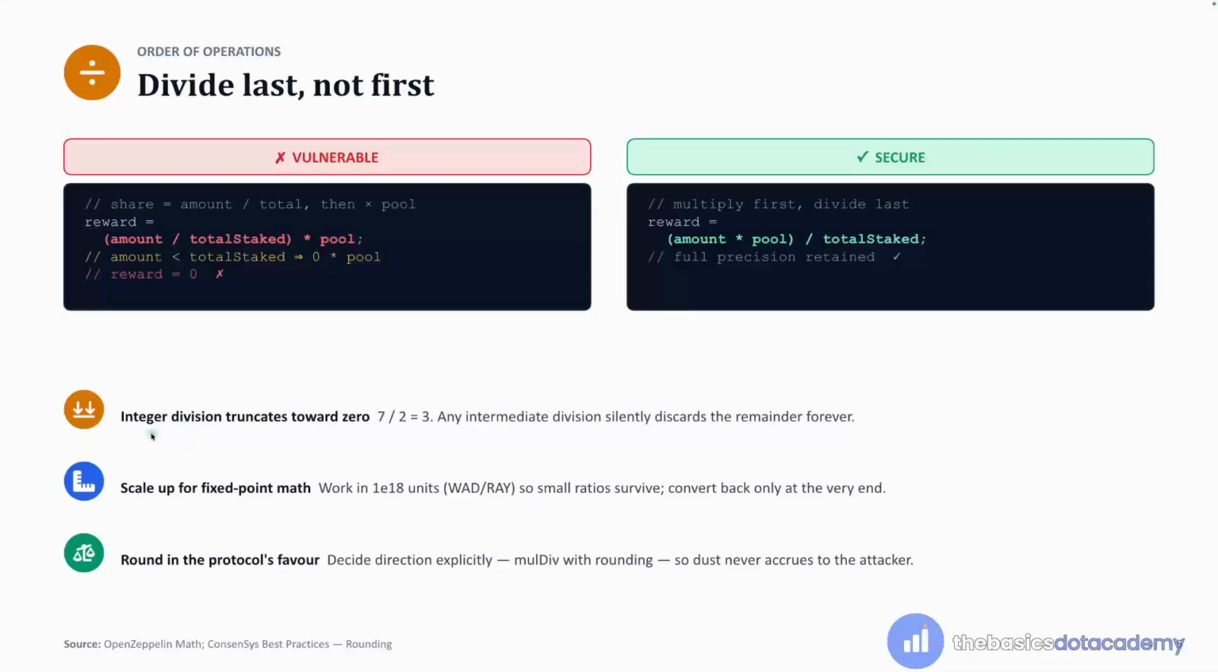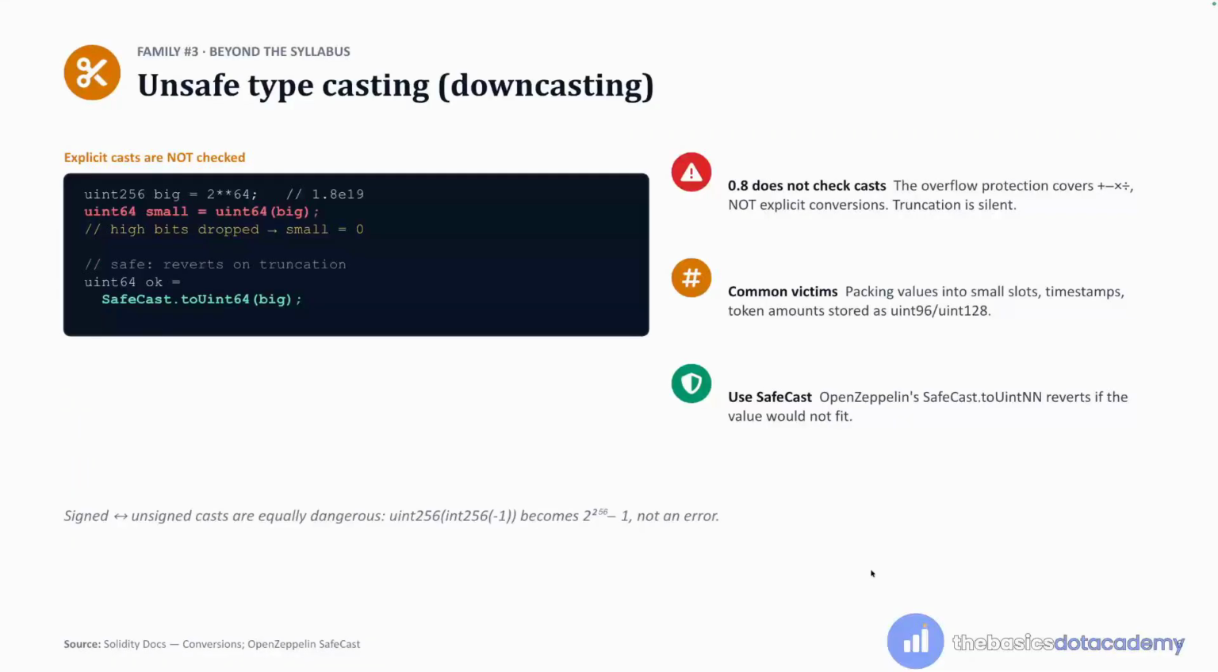Some things to keep in mind. Integer division truncates towards 0. So 7 by 2 is 3, not 3.5. Scale up for fixed point math. If you want to do decimal calculations inside Solidity, then you must use some scaling factor. For example, 1% is equal to 10,000. In that case, you are scaling the value of percent by 10,000. Round in the protocol's favor. Decide the direction explicitly.